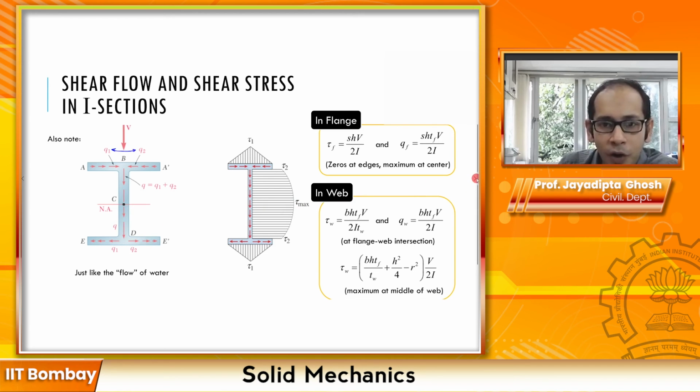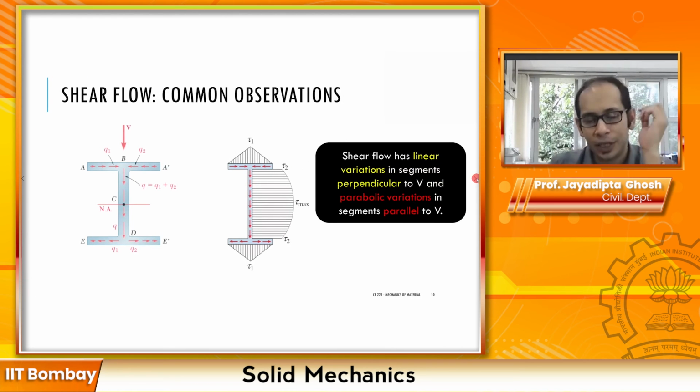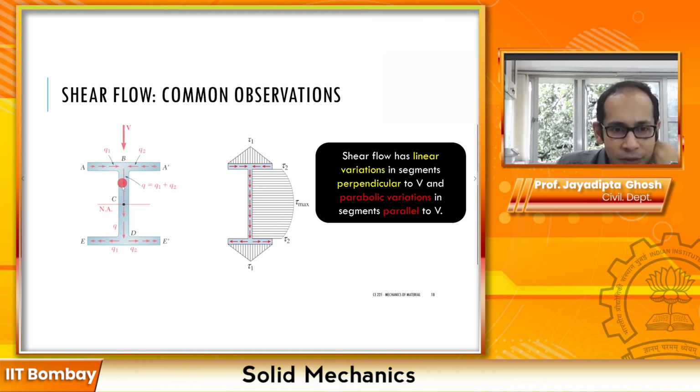Right? So overall, to note in a nutshell, the shear flow has linear variation in the segments which are perpendicular to V. So this is the V over here. Oops, sorry, I marked that accidentally. If you have this V over here, the section which is perpendicular to V is the flange over here. Here the variation is linear. It starts from 0 and varies linearly, whereas in the section which is parallel to V, which is essentially the web, you have this parabolic variation. Here also it is minimum at this interface, and it reaches the maximum over here.